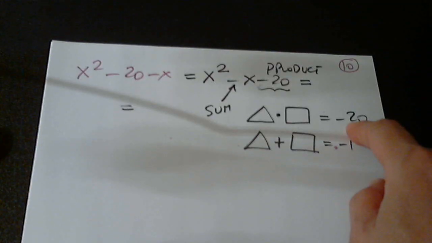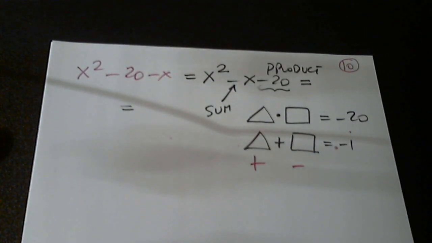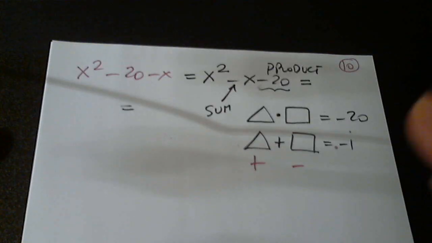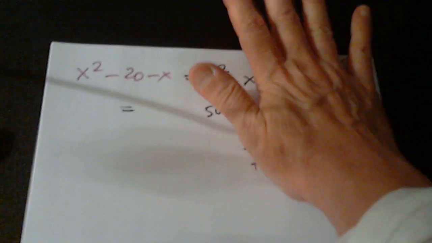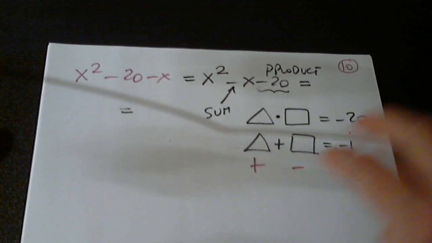Of course, because the product is negative, I want a positive and a negative. There is no other way. Can anyone come up with two numbers, a positive and a negative, whose product is negative 20 and whose sum is negative 1? Both have to be fulfilled.